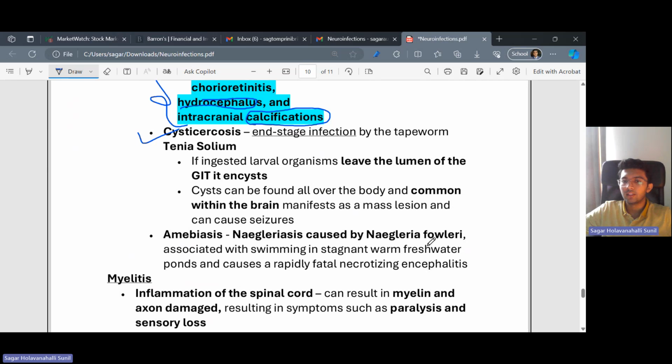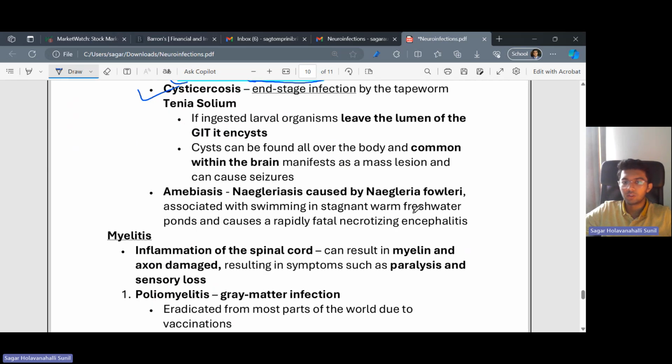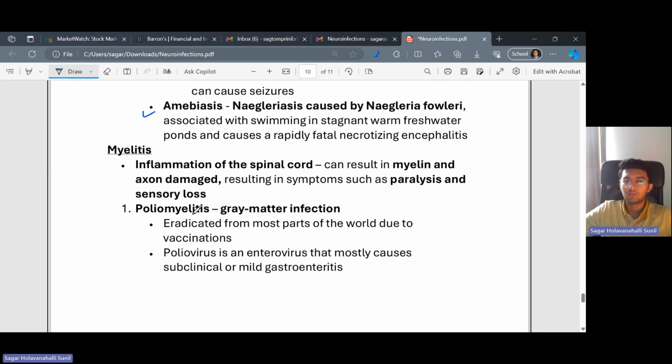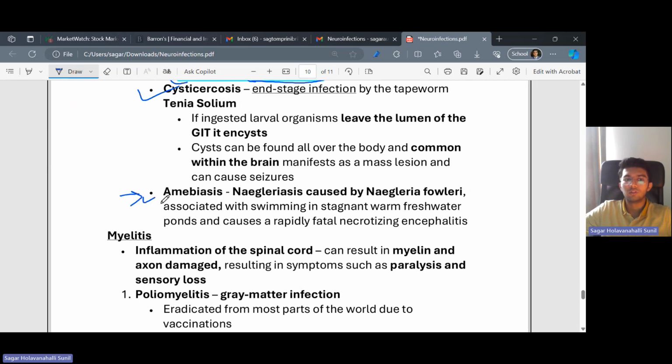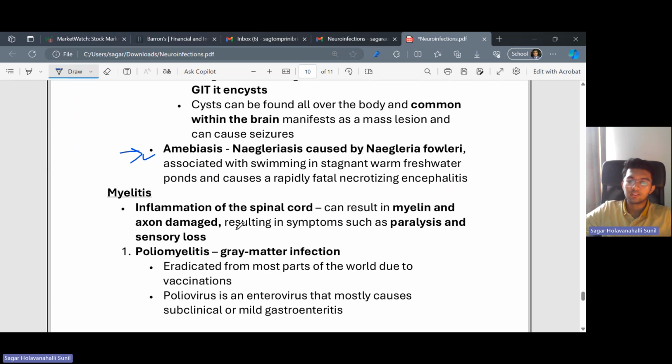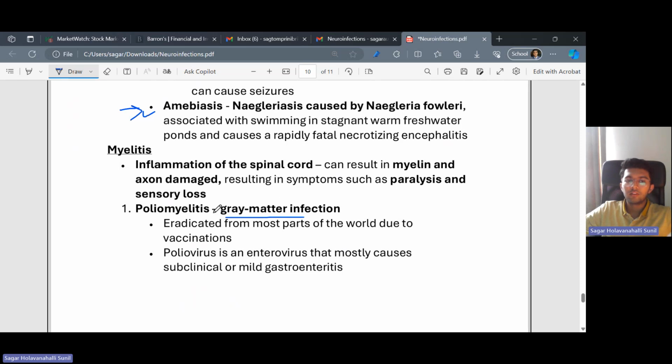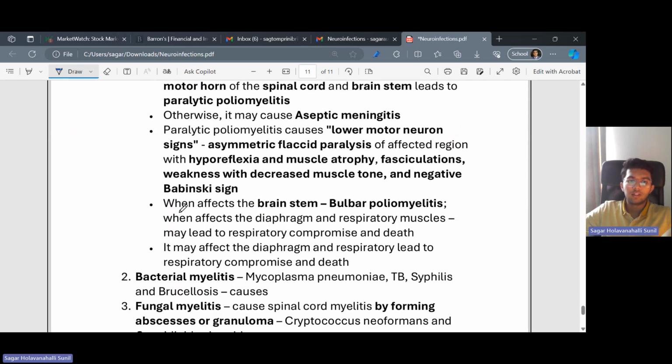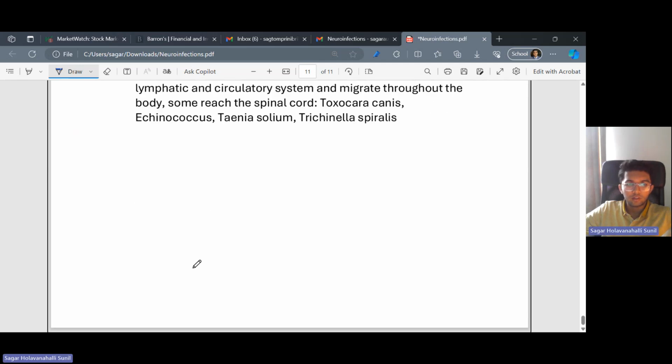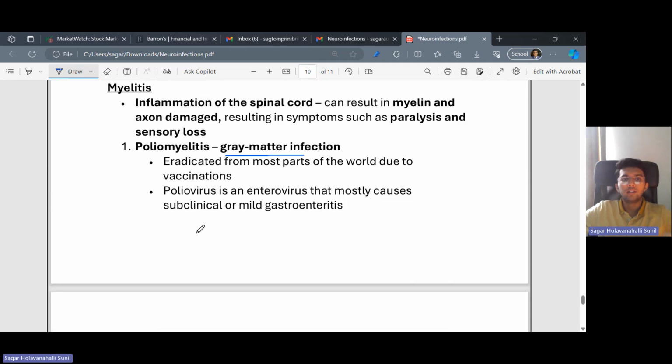Amoebiasis, caused by Naegleria fowleri. Freshwater, if you're swimming in stagnant freshwater, there's a chance you can acquire it. I think even this is quite common in Czech Republic, but I would suggest you to cross-check this. Then comes myelitis, which is nothing but inflammation of the spinal cord because myelin over here is going to get damaged very frequently. And this can cause paralysis and sensory loss. If there's gray matter getting affected, there's poliomyelitis. Yeah, gray matter usually gets affected, poliomyelitis.